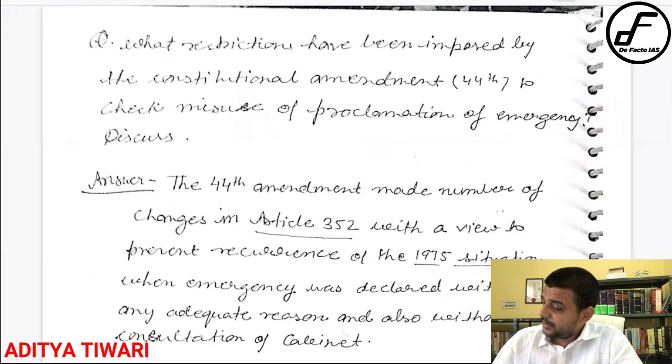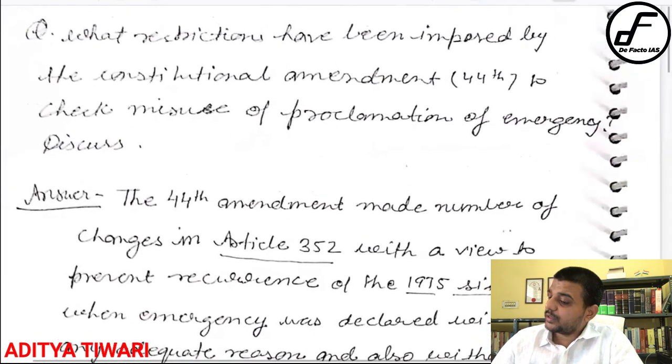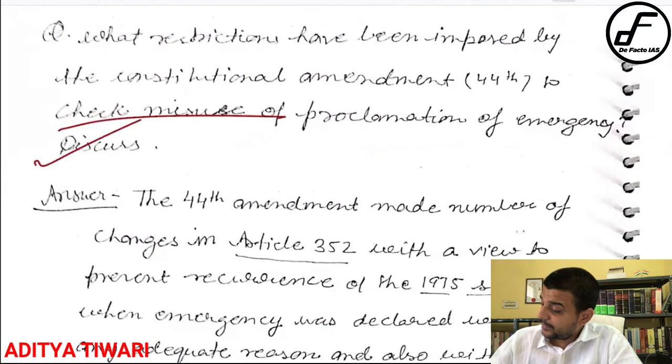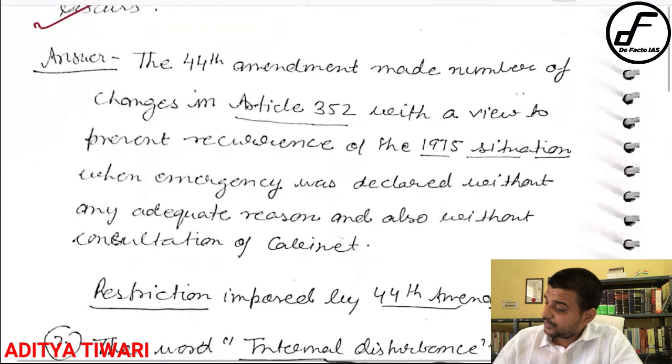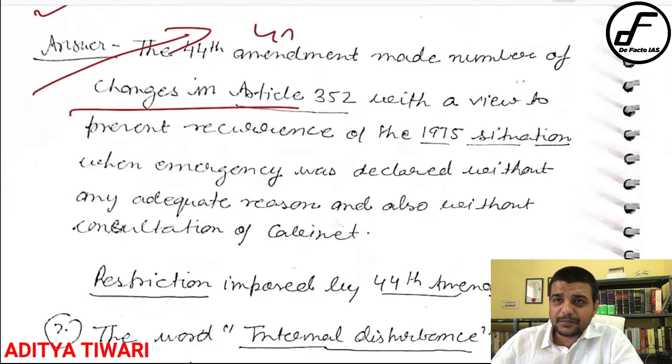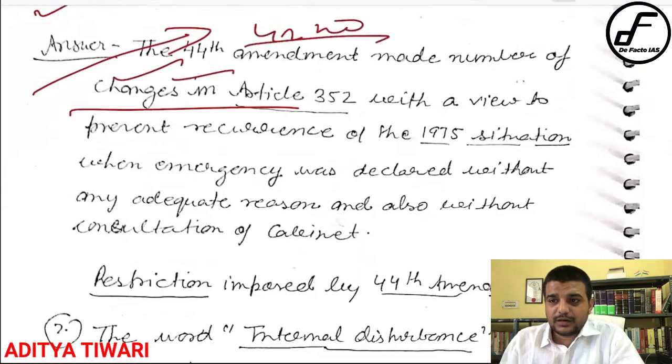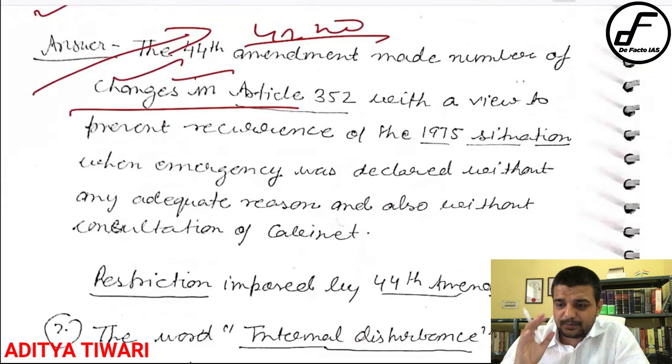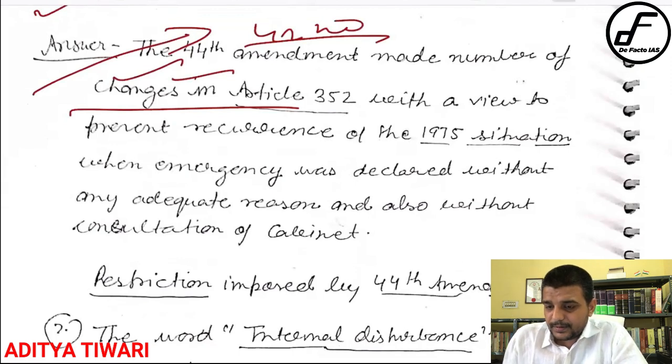What restrictions have been imposed by the constitutional amendment? This was the question. Very good. So the 44th Amendment made a number of changes. You start with how it was misused by the 42nd Amendment. Then write that as a result the 44th Amendment tried to soften those changes. So that particular thing you have to write.